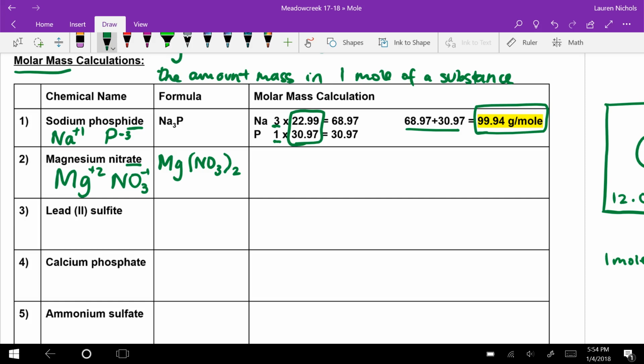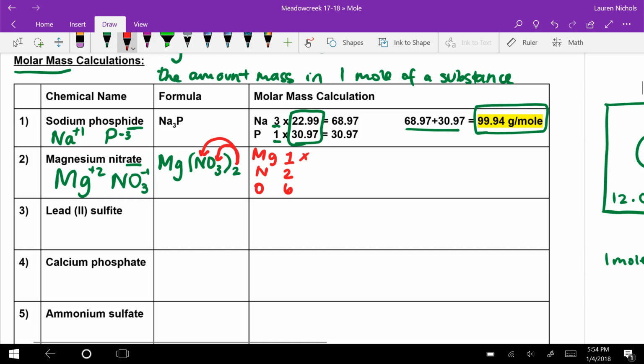Now, this is a little bit different. Remember, you're going to need to practice how you count up your atoms when you have a 2 outside of a parentheses. Do you add? Do you multiply? What do you do? The correct answer is that you multiply. So when we're listing out our elements, we have magnesium, we have nitrogen, and we have oxygen. I have 1 magnesium, and I have 2 times my 1 nitrogen, which is 2, and then 2 times my 3 oxygens, which is 6, and I'm going to multiply them by their mass on the periodic table.